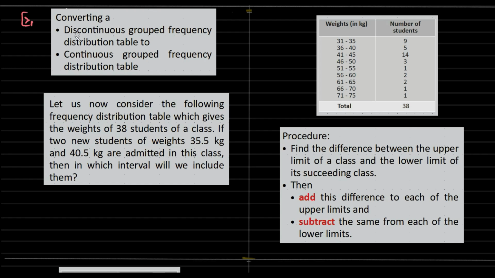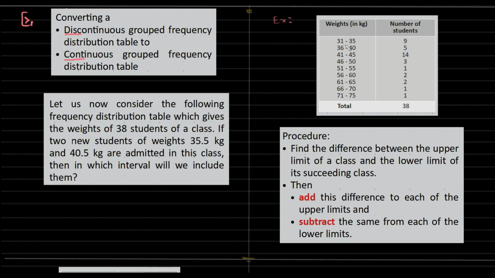Converting a discontinuous grouped frequency distribution table to a continuous grouped frequency distribution table. So what is a discontinuous grouped frequency distribution table? A discontinuous table is this. This is an example.